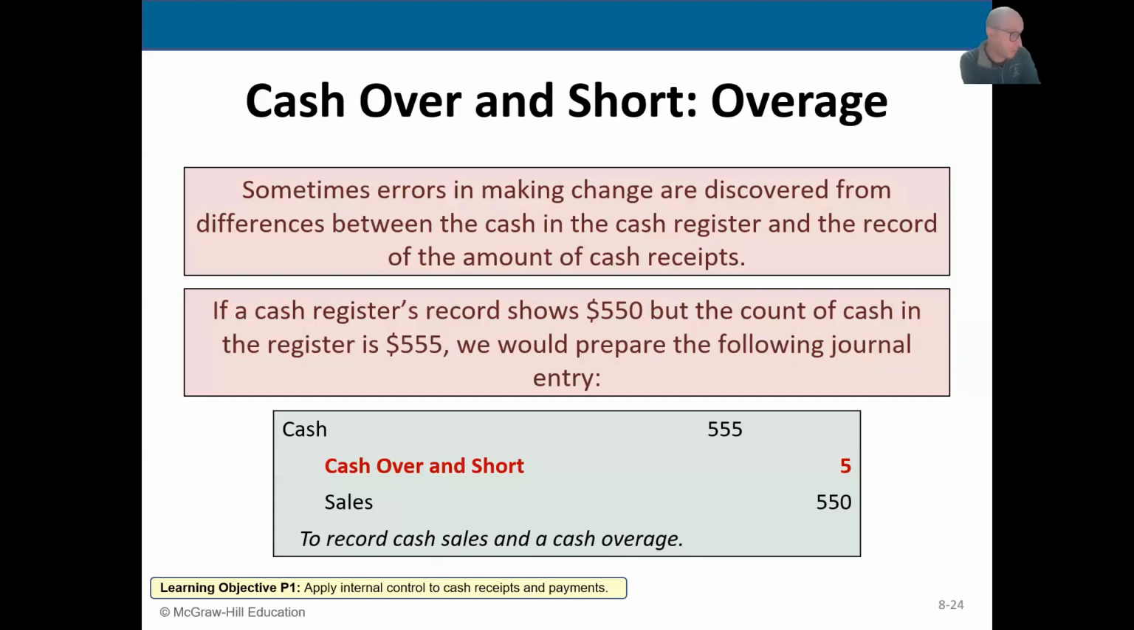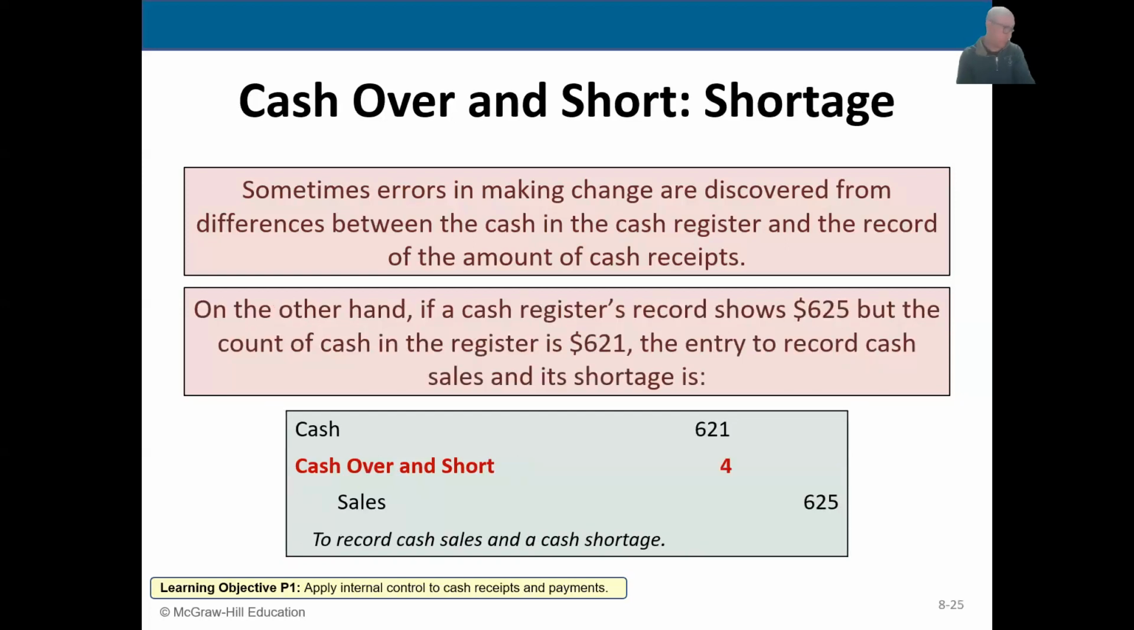So sometimes we make errors with making change, etc. If the cash register shows $550, but when you count the cash, it shows $555. Whoops. We still have to make an adjusting entry for that in the accounting office. So we debit cash $555 because that's what's there. We credit sales $550 because that's how many sales we actually made. And then we credit this account called cash over and short. We credit it to represent the amount that is over. Okay? It happens, but you still have to adjust for it.